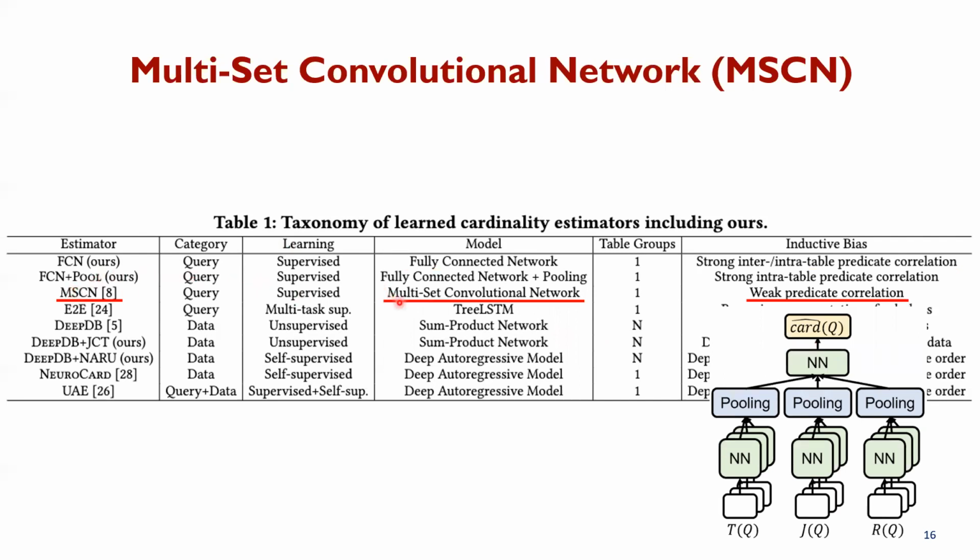MSCN is the multi-set convolutional network. It weakly captures the correlations because it uses a shallow layer of convolution for each set of tables, joins, and selections, then uses pooling to aggregate its set. This pooling does not strongly capture the interactions between the set elements.